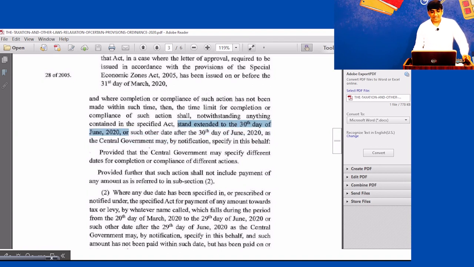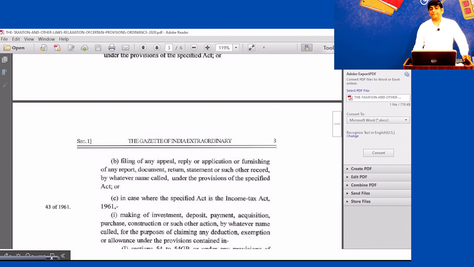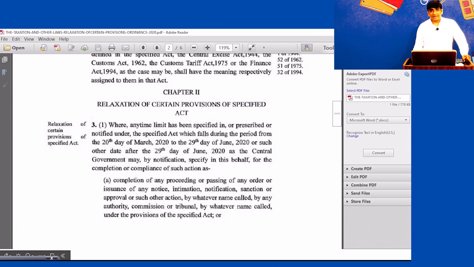Okay, they have extended to 30th of June 2020. Okay, now let's see the other 2 lines which were mentioned. Or such other date after 29th day of June 2020 as the central government may by notification specify in this behalf for completion or compliance of such action.